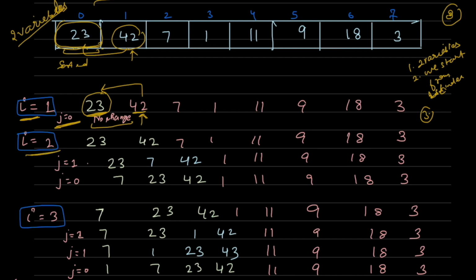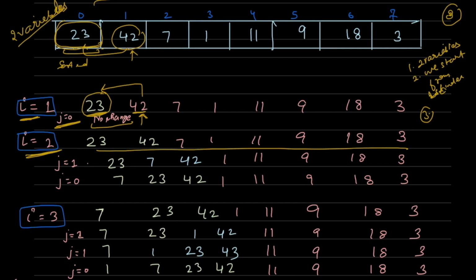So we move to i equals 2. Now this is the state of the array for j equals 1. Here, we are looking at the left of the element. So if we are at the third element, we'll first check it with the second element and then the first element, and so on.